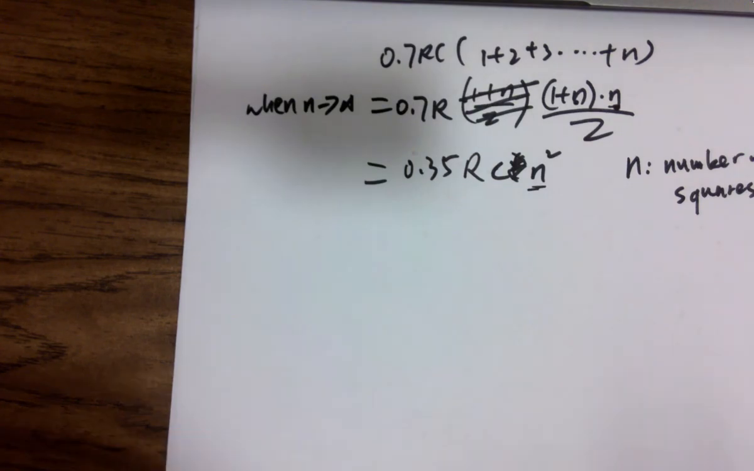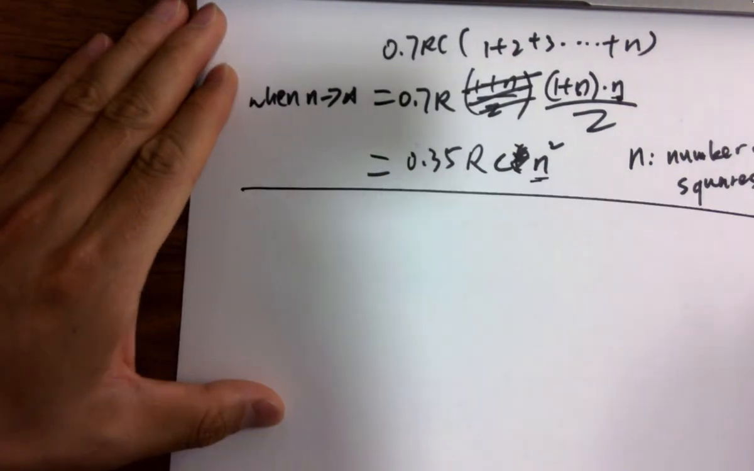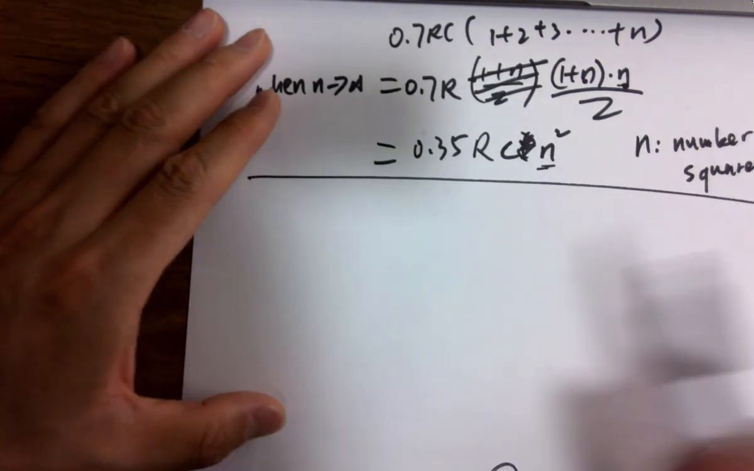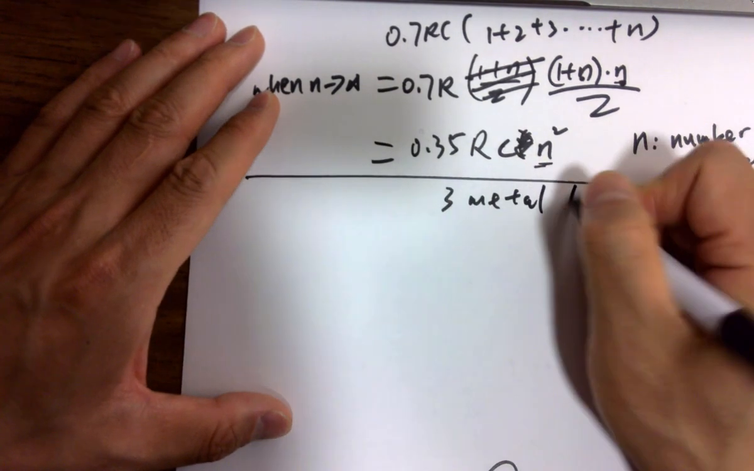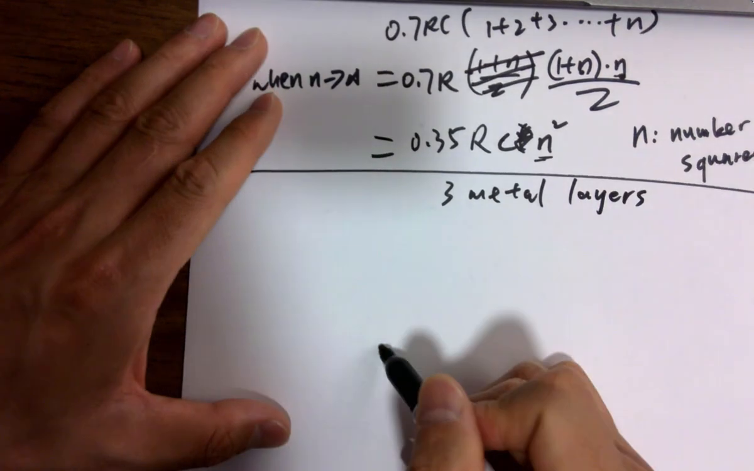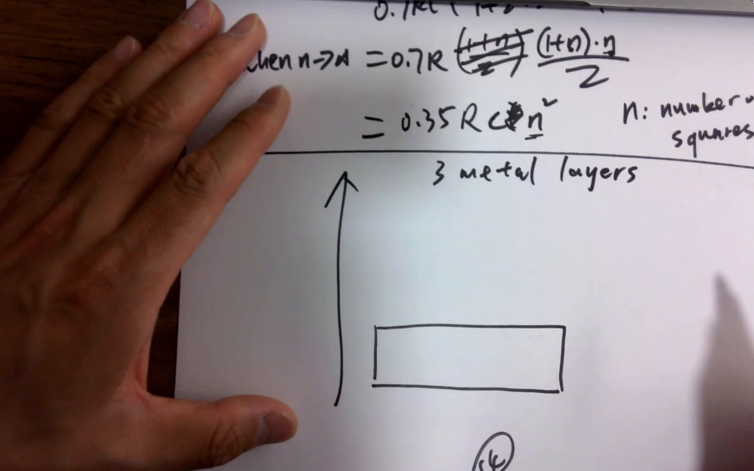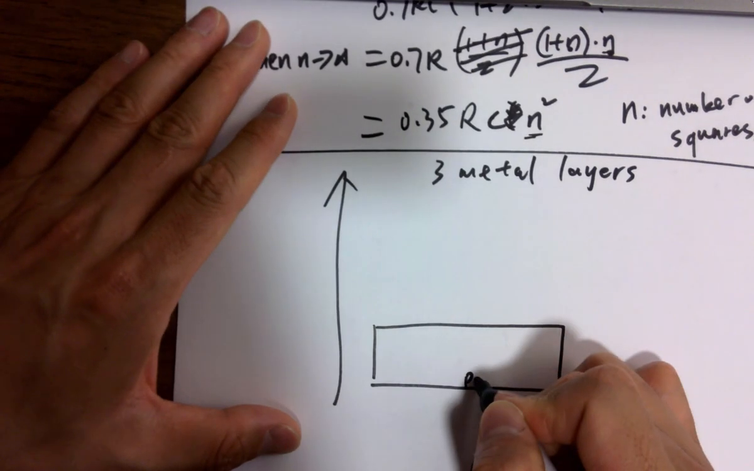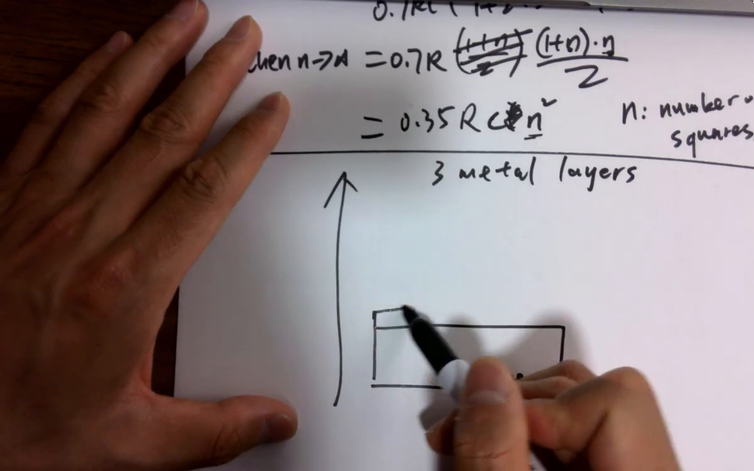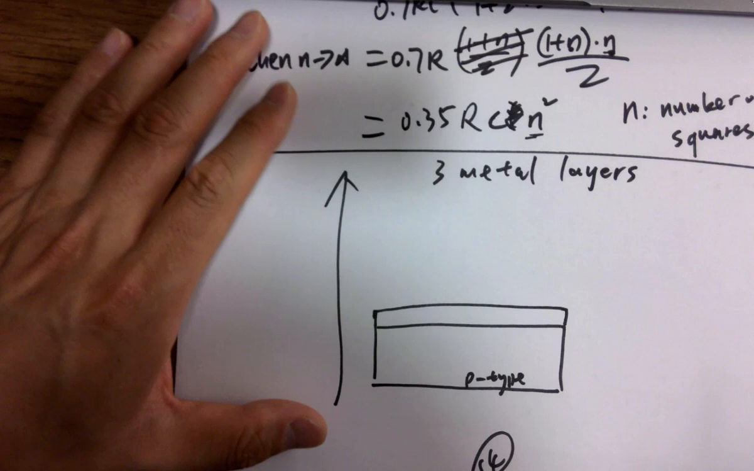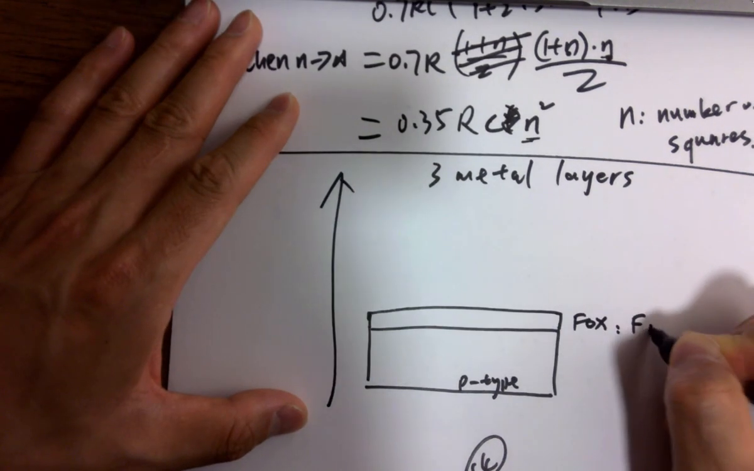So knowing that is important, and then we'll get into the layers of the C5 technology. It has 3 metal layers, which is the first thing you need to know. From its bottom-up process, first you have a P-type substrate, and the layer on top of it is called FOX, field oxide.